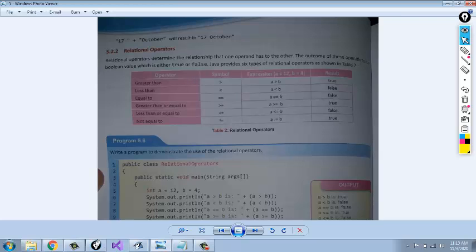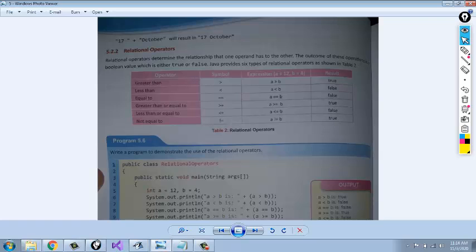A greater than B. What is the value of A? That is 12. The value of B is 4. A greater than B is true. The result of this relational expression will be either true or false. I hope you could understand. These are known as relational expressions because they have relational operators. The output of all the relational expressions will be either true or false. There are no other values except true or false.